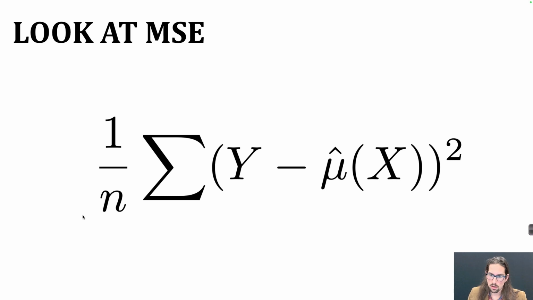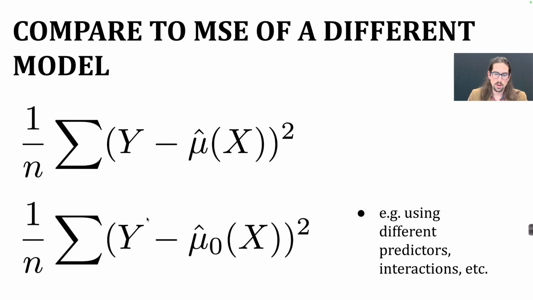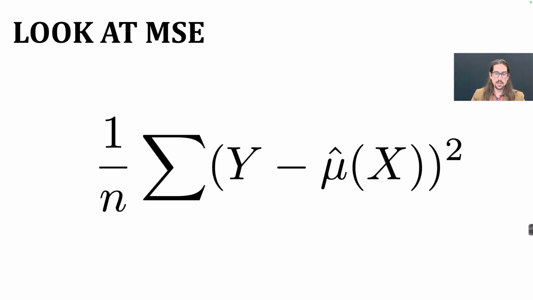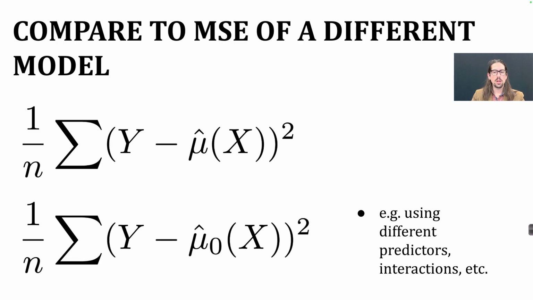Mean squared error takes the difference between the true value of y and the predicted value of y according to my regression model. We square that residual, and then we take the average across our data set. You can look at your MSE, and that tells you how good your predictions are in some absolute sense. But if you want to measure in some relative sense, you can compare the mean squared error of your regression model to the mean squared error of a different regression model.